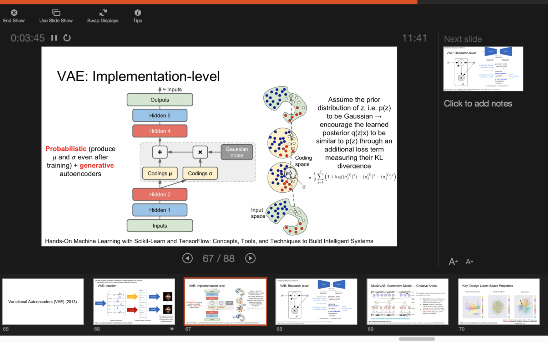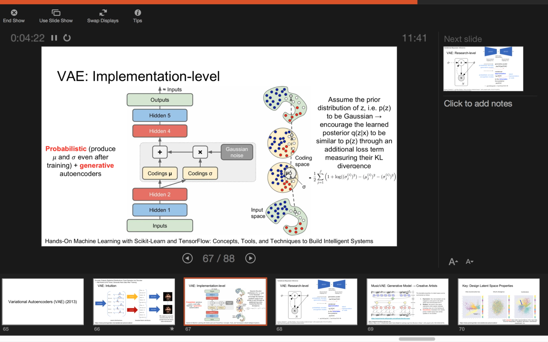And it's not enough to simply sample it. They also have an additional loss function to enforce the Gaussian distribution. So they assume the prior distribution of the latent variable z, which is the coding here, p(z), to be Gaussian. And they encourage the learned posterior q(z|x), I'll explain in detail, to be similar to p(z) through an additional loss term measuring the KL divergence, which boils down to this form, only involving sigma and mu.